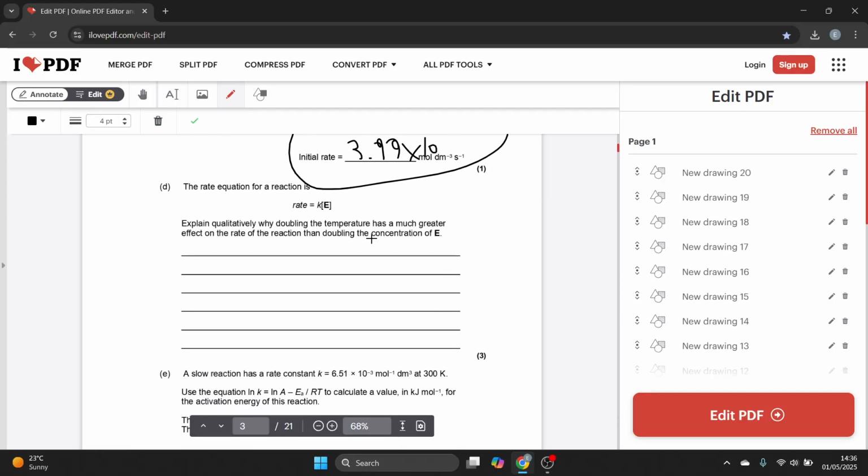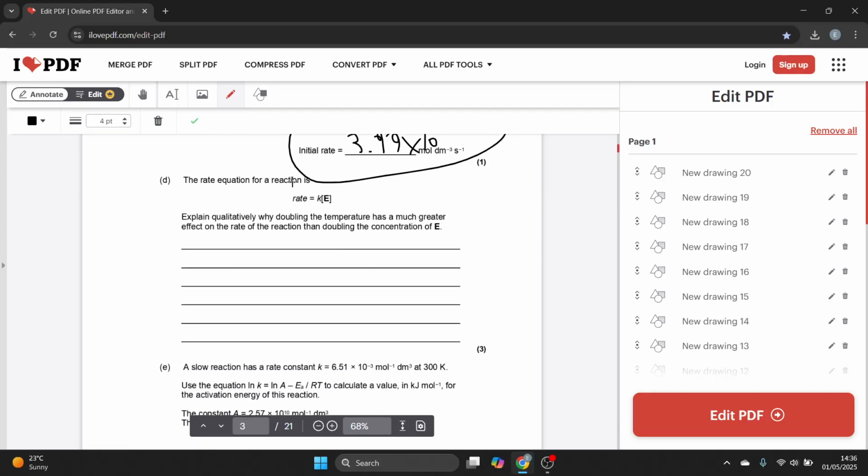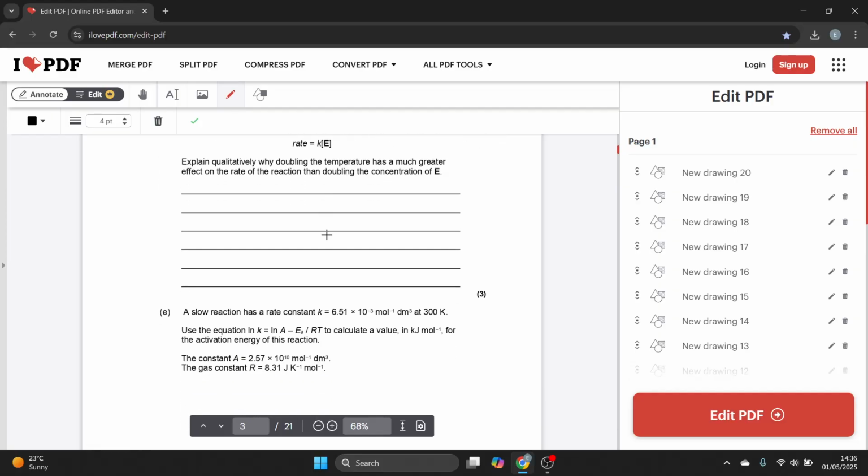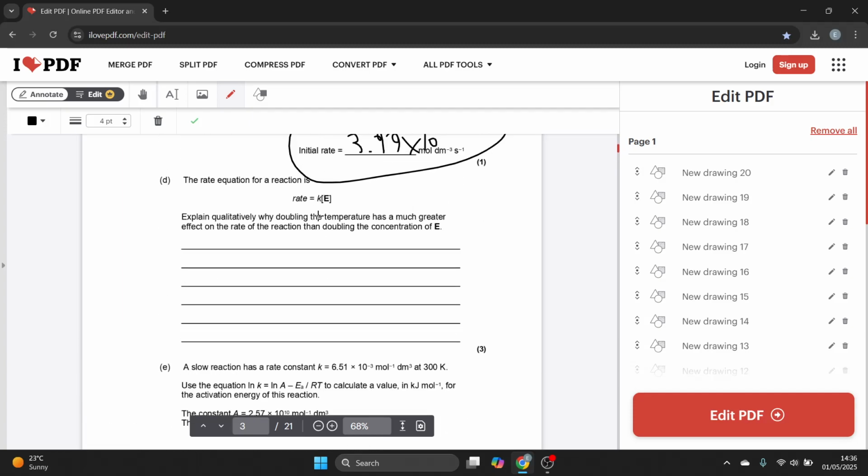The rate equation for the reaction is this. Explain qualitatively why doubling the temperature has a much greater effect on the rate of reaction than doubling the concentration of B. Well, what you need to spot is the wording: much greater effect on the rate. During the half term, I'll be going through these kinds of questions where you need to know these key terms and switch your brain into a different mode.